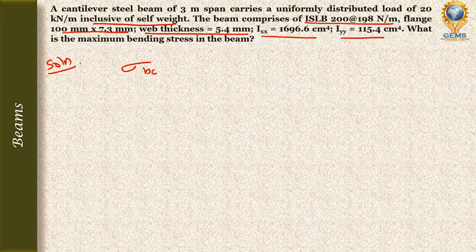Sigma BC calculation or sigma BT calculation we have to find. So what is the formula to find this? M by I into y. So what is the y here?